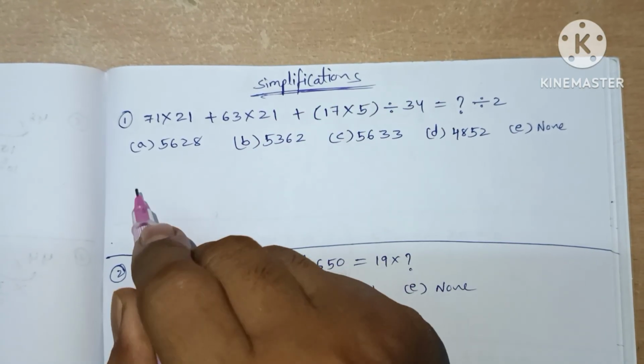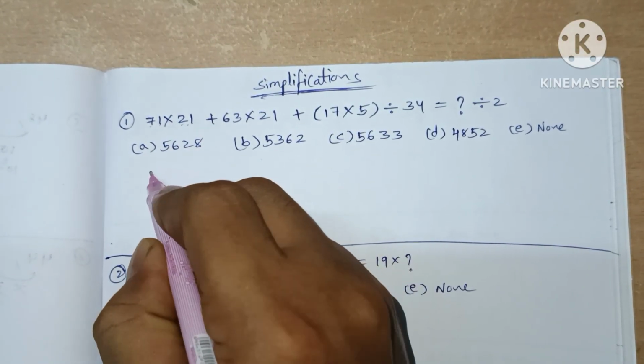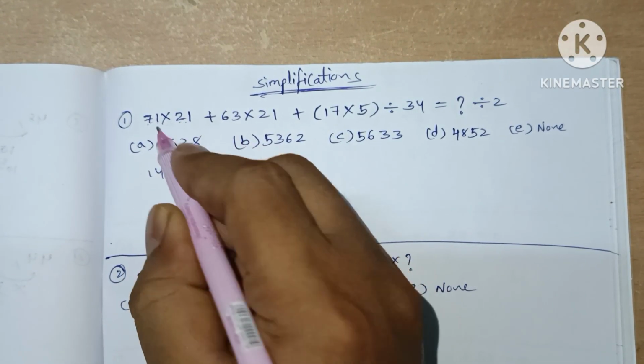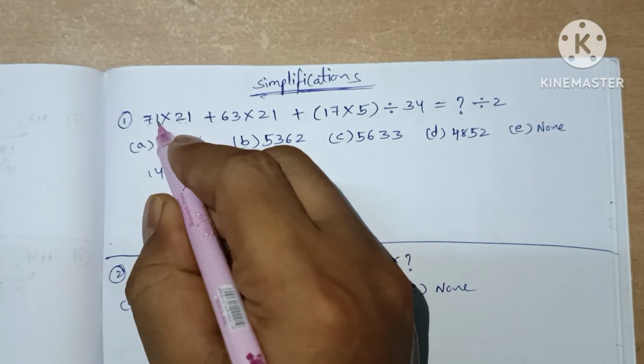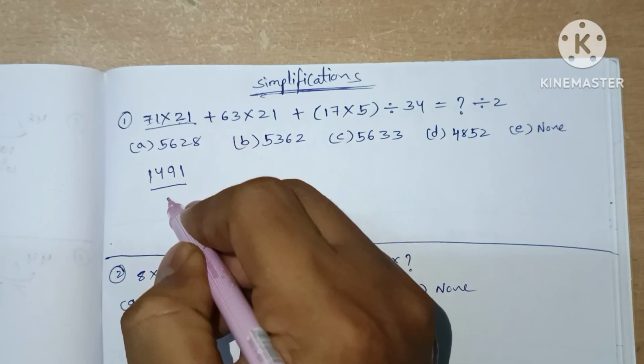Now we are going to see simplifications. First question. Unit digits are 1. So 7 twos are 14. Sum of these two, 7 and 2, will be 9. And unit digit 1. This is the value for this one.